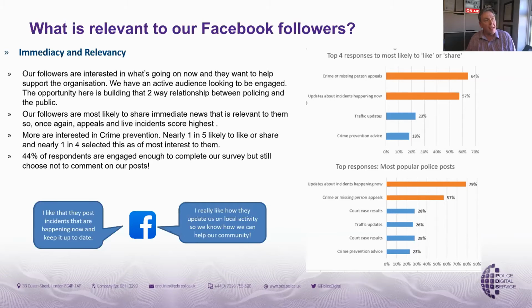And you can see there, in terms of what the public are most likely to like or share, it's appeals. They want to help the police, and that goes back to the Peelian principles. The public are the police, the police are the public. We need that, but they also want updates about incidents happening now, so they can make their own decisions, not incidents that happened yesterday. And just think about what that trigger is. It's about people being concerned. They want to know what's happening. Do they need to take action? What action should they take?